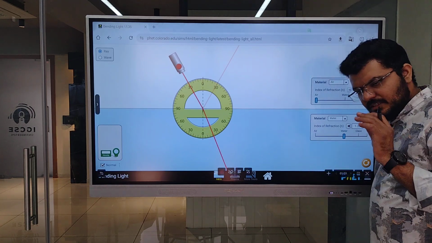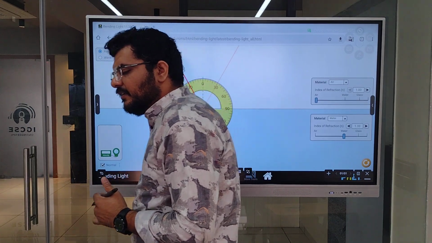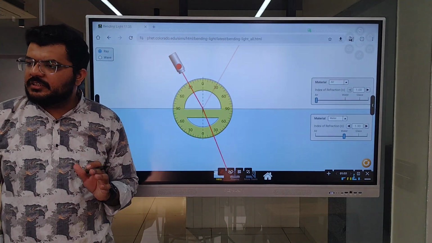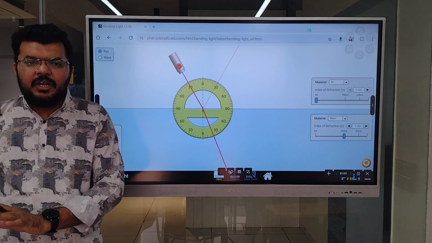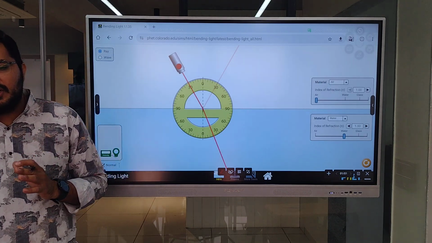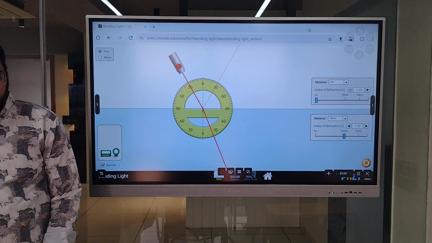Okay? There is a very long worksheet that we have, and in that worksheet we will understand all of these things. But right now, remember the formula. Sin I upon sin R is equal to n. If you have not written this down, please write this down.